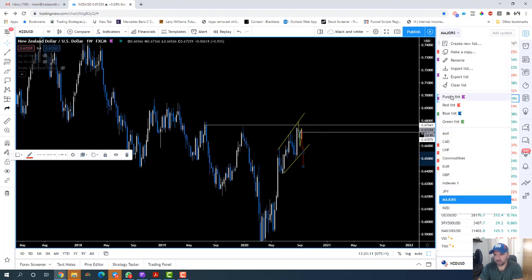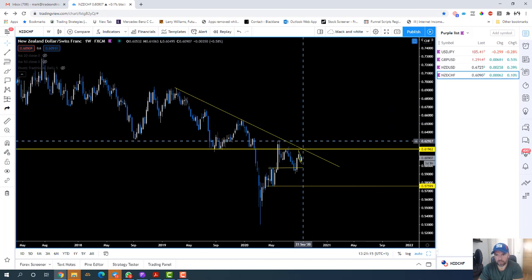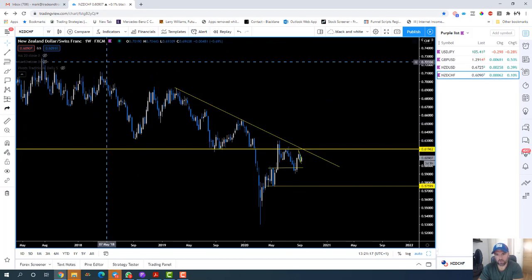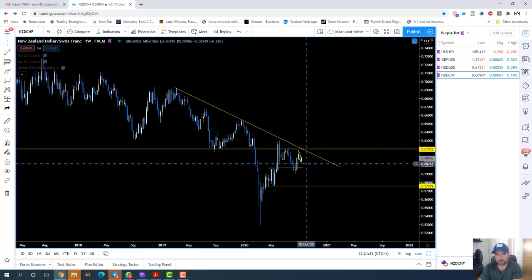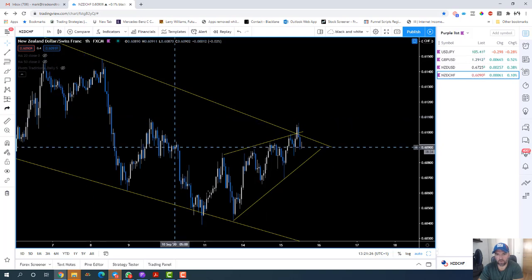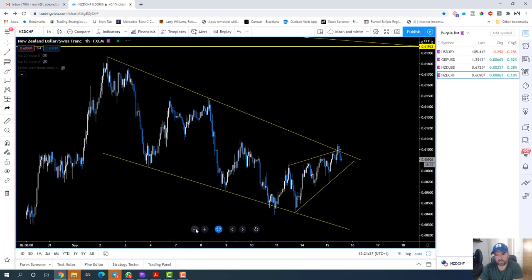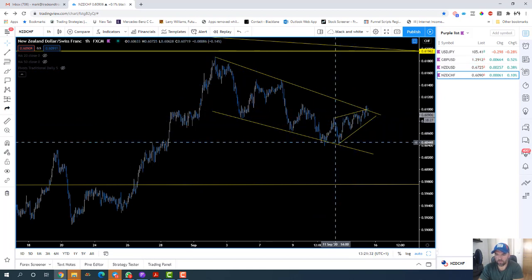Final charts for us to look at will be Kiwi Swiss. So again, very similar. We can see long-term trend line here. The market is potentially rallying up into it before we get that next sell. Now, if we look at it on a 1 hour time frame, you can see that this market now has actually formed a lovely channel here, and then we've got a rising wedge.